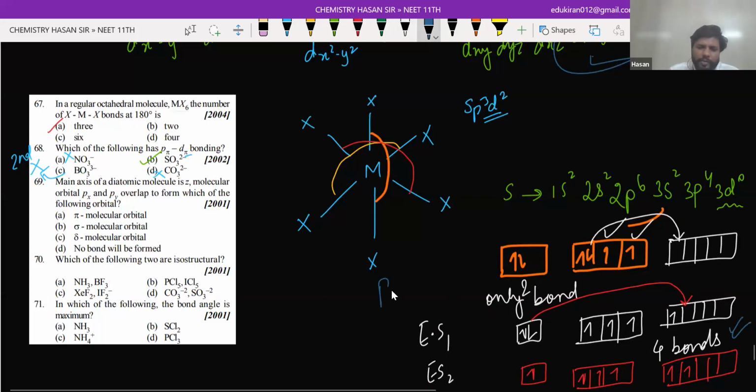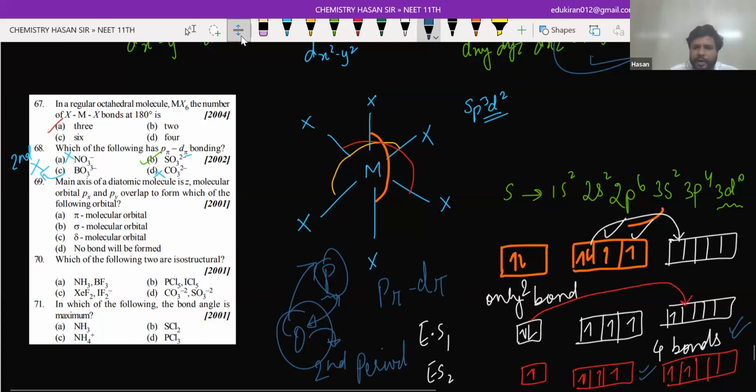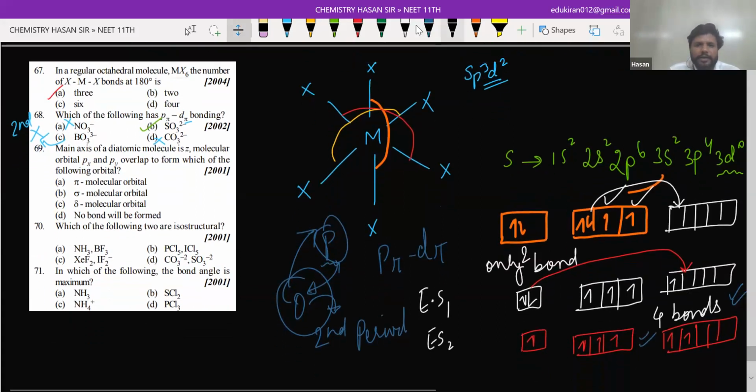So here a p pi d pi bond is possible. And oxygen is there. Oxygen is a second period element, so it cannot have a d orbital, but its p orbital is available. So there will be a pi bond forming between the p orbital of oxygen and the d orbital of sulfur. So we call it a p pi d pi bond. Is that clear? Yes, sir.